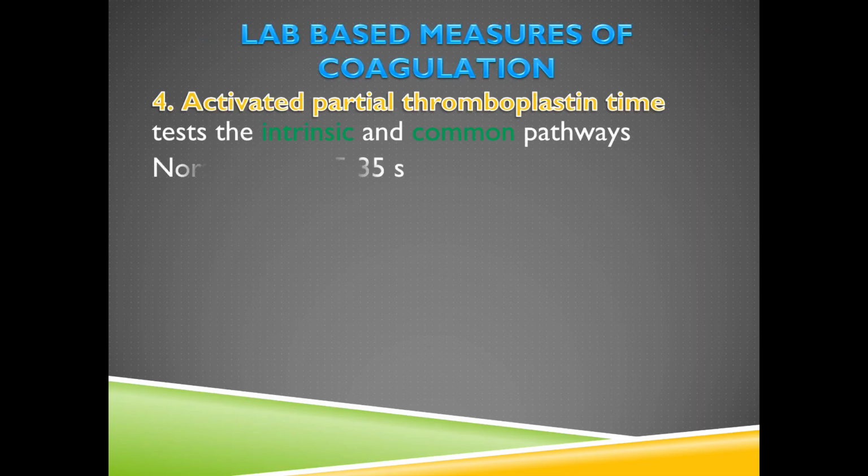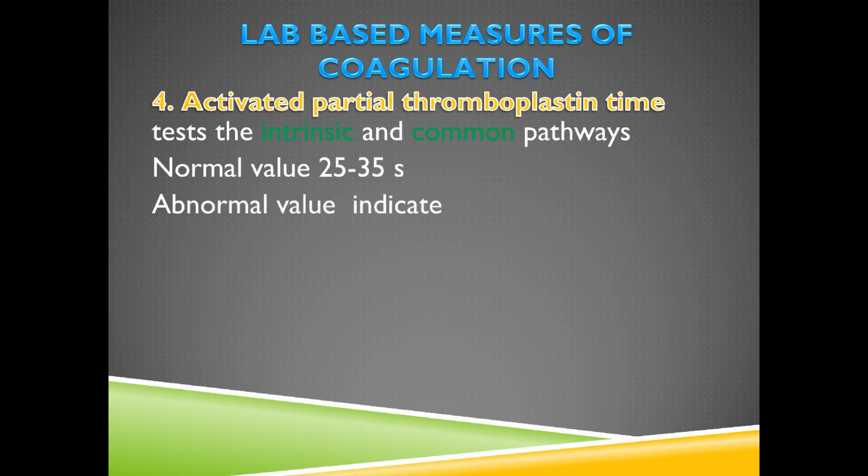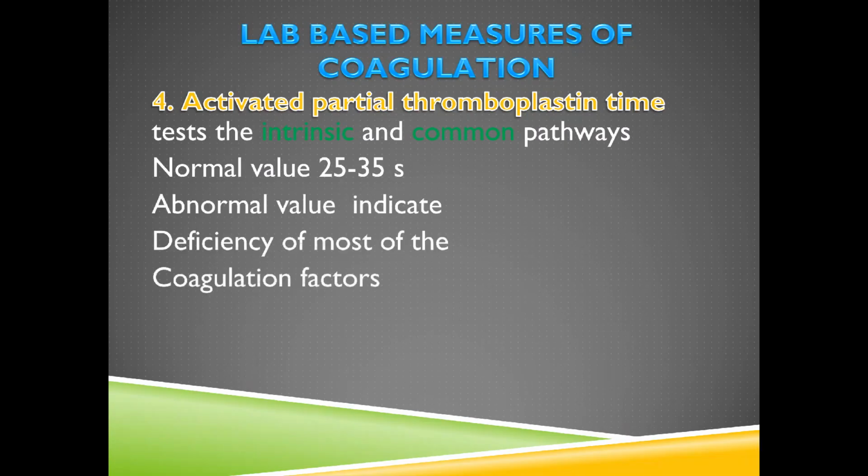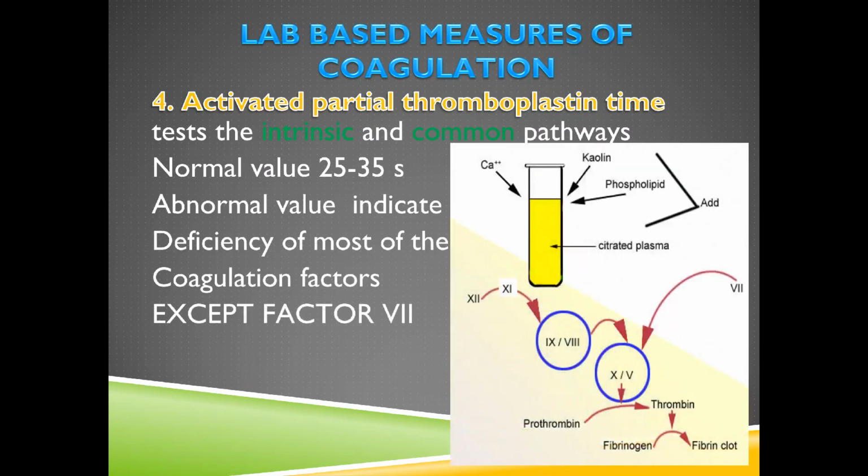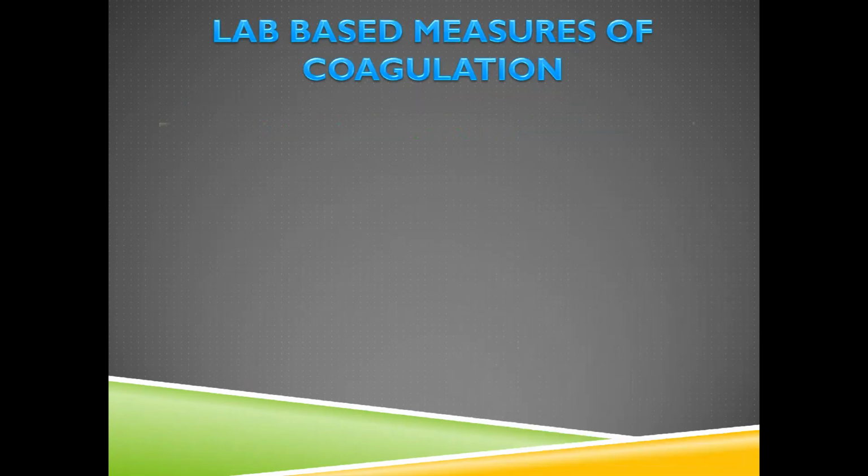And activated partial thromboplastin time, which we still use even today to assess the intrinsic and common pathway. So PT INR assesses the extrinsic and common pathway. APTT assesses the intrinsic and common pathway, and their normal value is between 25 and 35 seconds. Abnormal values indicate deficiency of most of the coagulation factors, except factor 7, which is of course for the extrinsic pathway. So all the other factors are supposed to be deficient.